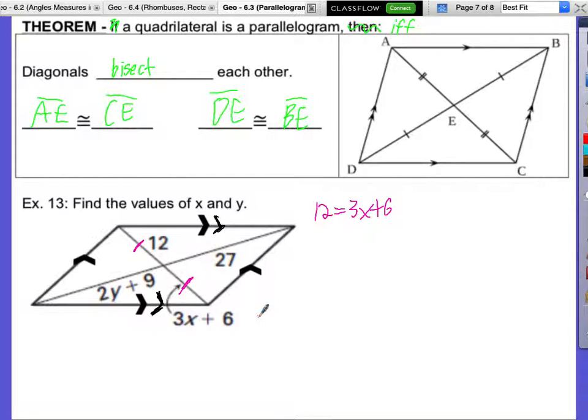So far, so good. Gracie, you're overthinking. In that equation, it's 2y plus 9 equals 27.